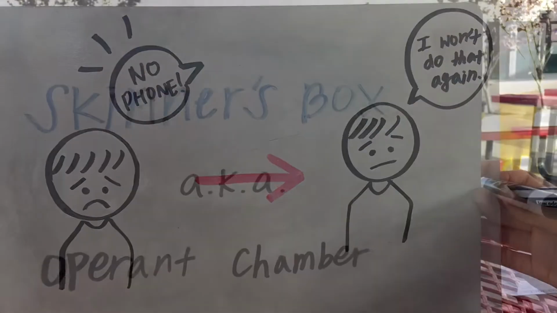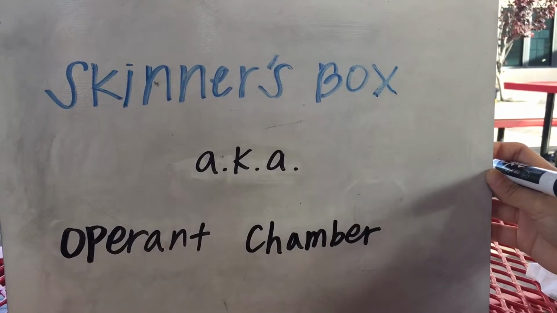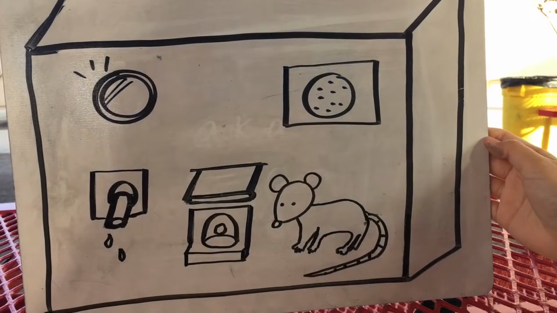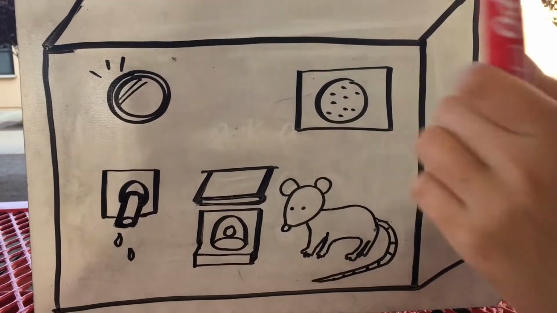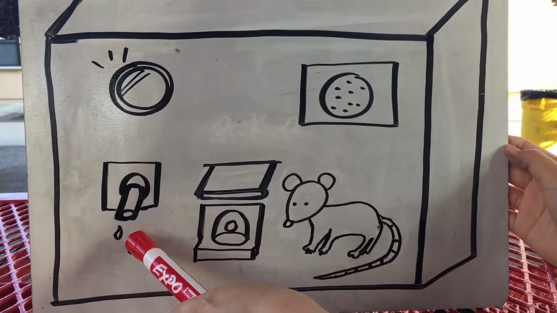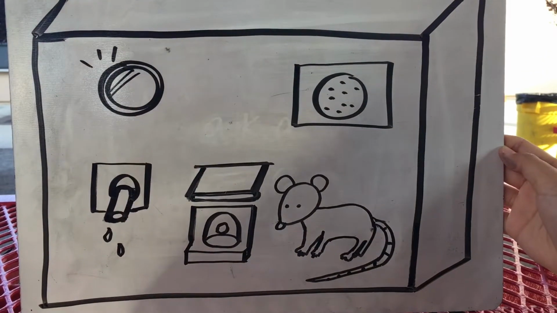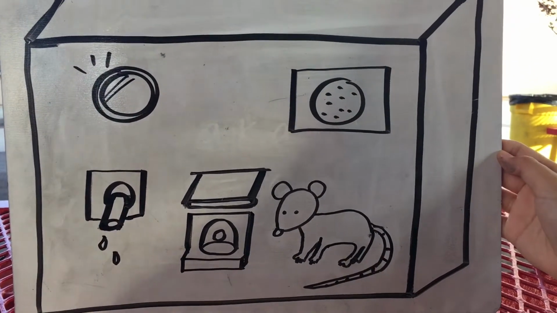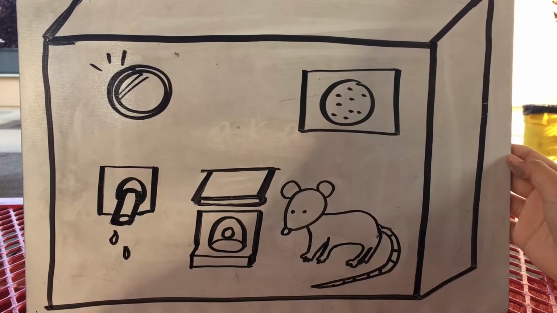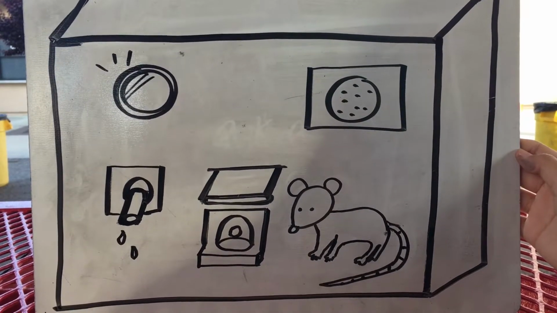Skinner's box is also known as the operant chamber, and it was a laboratory apparatus used by B.F. Skinner to study animal behavior. This is an example of an operant chamber. In an operant chamber, there's a light, a speaker, a water dispenser, a food dispenser, and a bar which the rat presses. This operant chamber contains a bar or a key that an animal can manipulate to obtain a food or water reinforcer. The attached devices record the animal's rate of bar pressing or key pecking.